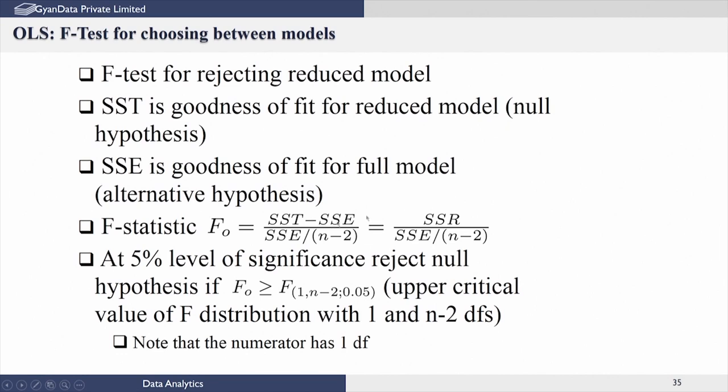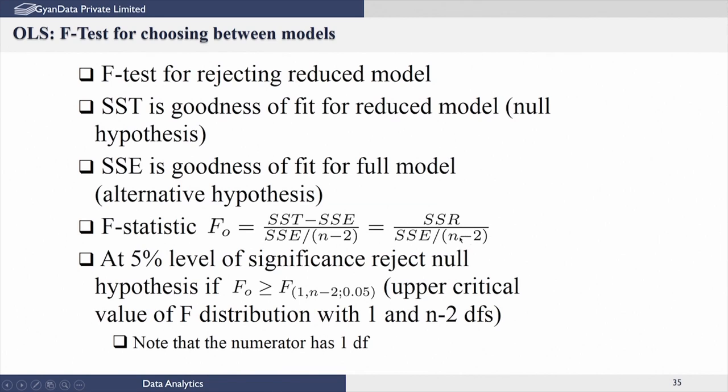So, the numerator, which is SSR, has only 1 degree of freedom, which is n minus 1 minus n minus 2, whereas the denominator SSE has n minus 2 degrees of freedom because it has two parameters which are fitted. So, we are dividing the SSE by n minus 2, the number of degrees of freedom. So, average sum squared errors per degree of freedom, that is what we are saying. And that is your normalization.